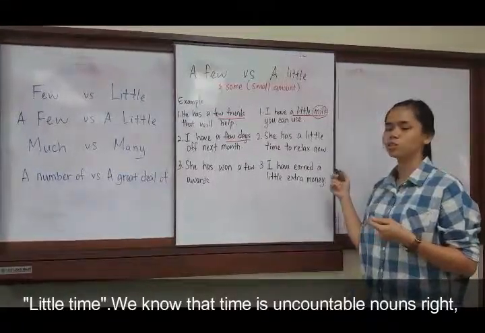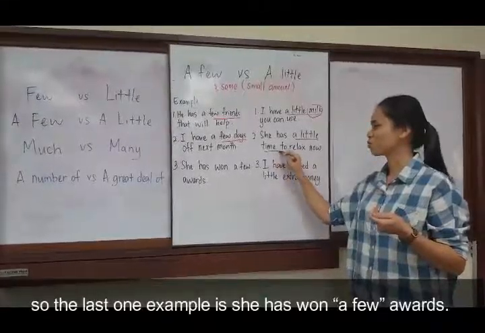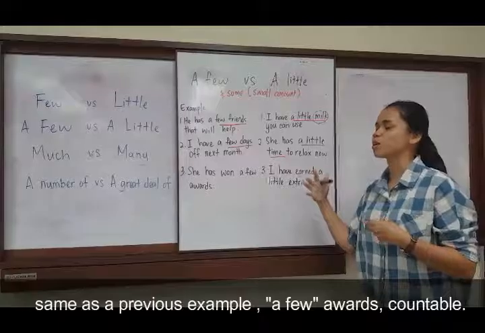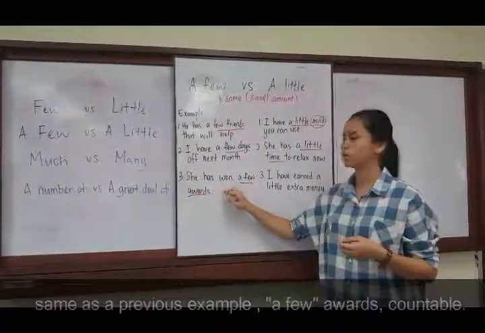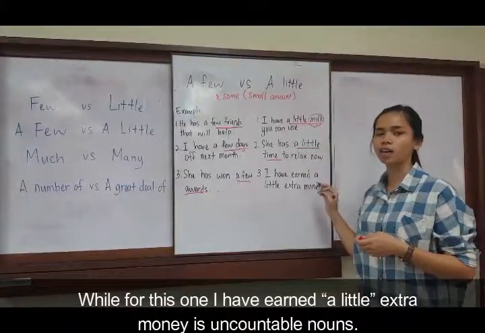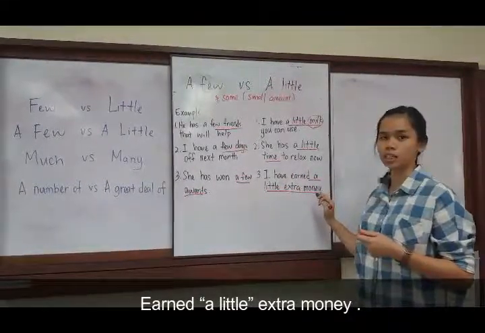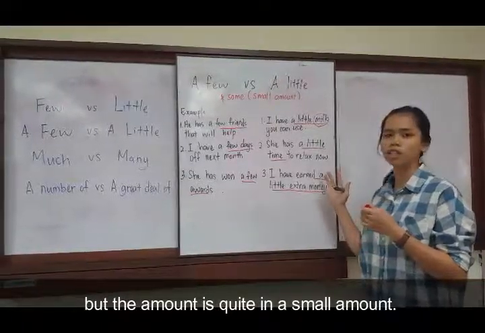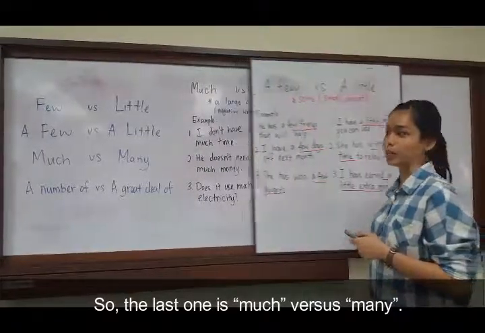A little time. We know that time is an uncountable noun, right? So the last example is, she has won a few awards. Same as the previous example, a few awards is countable. While for this one, I have earned a little extra money, it is uncountable nouns. Earn a little extra money, but the amount is quite small.